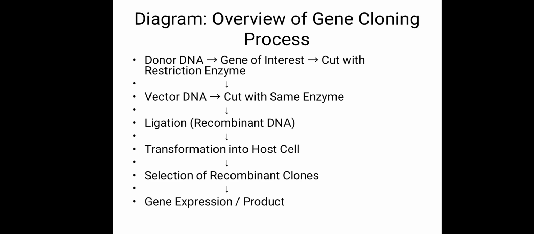So, overview of the gene cloning process. First, the donor DNA is taken, and from that the gene of interest is chosen and cut with restriction enzymes. Then the vector DNA is cut with the same enzymes, and ligation happens to form the recombinant DNA. It is transformed into the host cell we have chosen, and the recombinant clones are selected and taken for the gene expression process, which is analyzed by the PCR technique.